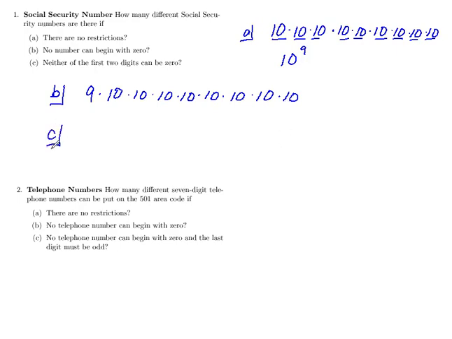Part C says neither of the first two digits can be 0. In this case, our first two digits both have 9 choices. All the rest have 10 choices.